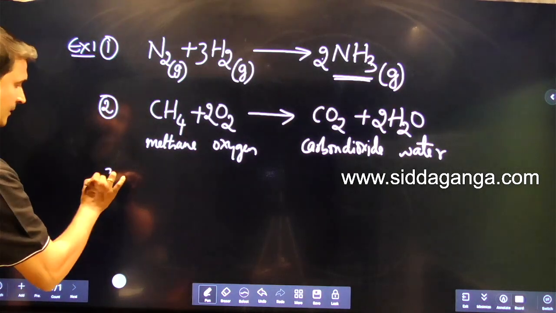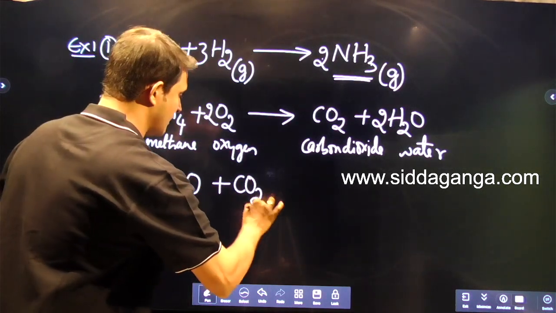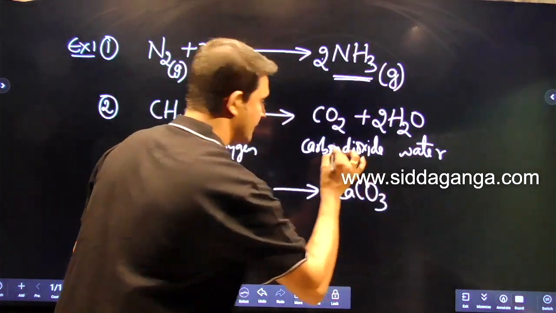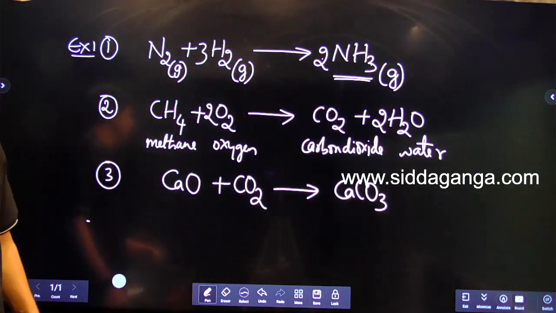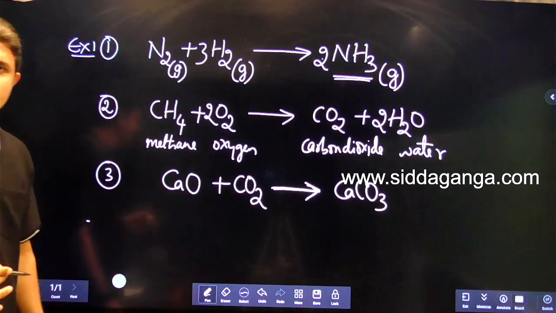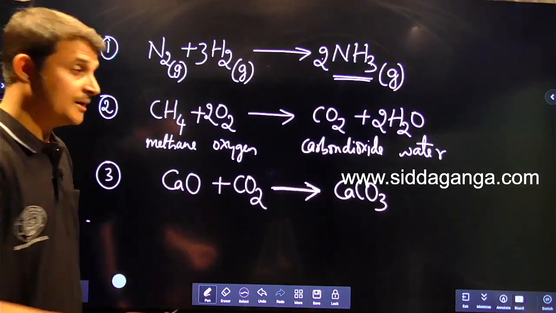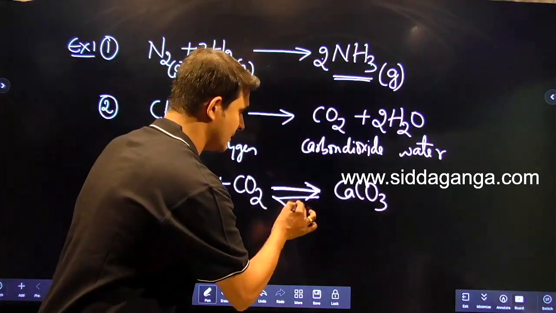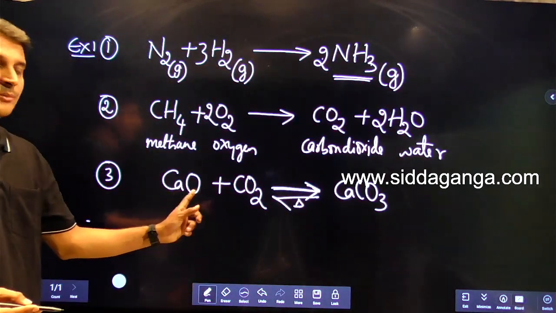Next one, third one. Calcium oxide plus carbon dioxide gives rise to calcium carbonate, CaCO3. The arrow mark suggests the forward reaction, where reactants combine to form the product. Likewise, we can also write it as a backward reaction, because if we subject calcium carbonate to heat, we can convert it back to calcium oxide and carbon dioxide.